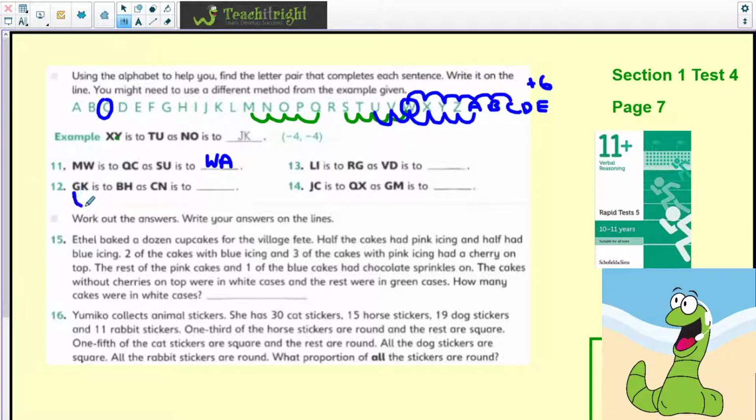Right, we're going to go from G to B. So we're going to go backwards. 1, 2, 3, 4, 5. So it's minus 5 there. So find C, minus 5. So I'm going to go back to this bit of the alphabet here.